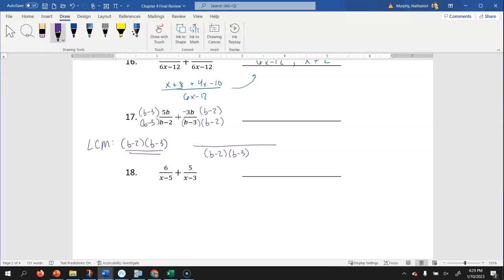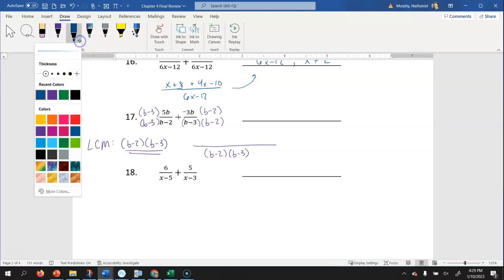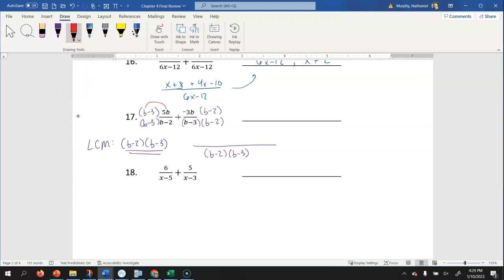When I do that, for this next step, I'm going to distribute 5b through. So we would have 5b squared minus 15b. And here, I'm going to distribute the negative 3b through. So we'd have minus 3b squared plus 6b. All right, if you didn't catch all that, maybe pause the video and figure out what I did to get from that purple step to what I have in red. If you've got that, let's go on to the next step.